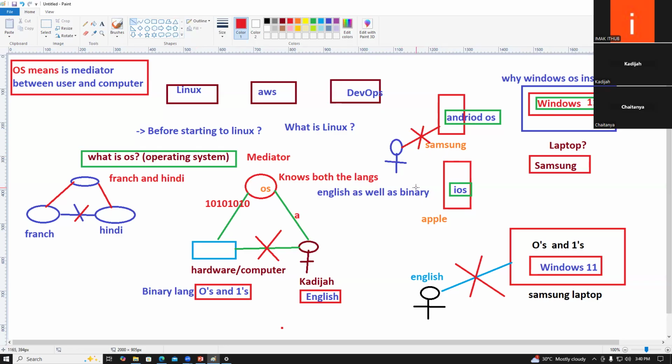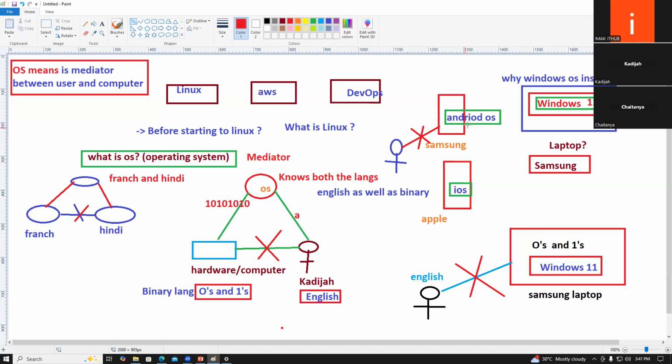Why? Because we don't speak the same language. You know only English, and your Samsung phone, your Samsung hardware, knows only binary language. So without that, we cannot speak with each other. You know only English, and your mobile hardware knows only binary language. So that's the reason.